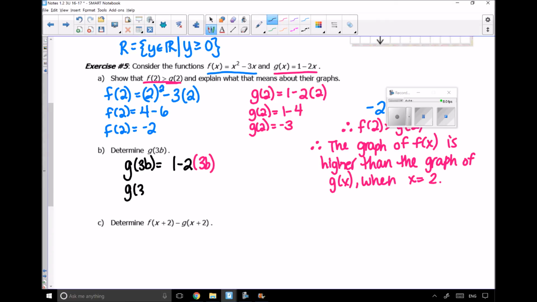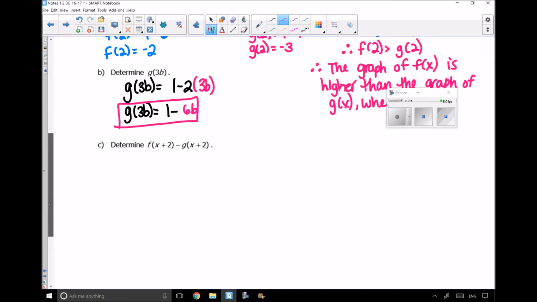I end up getting g of 3b is equal to 1 minus, and this becomes 6b when I multiply 2 times 3b. Now I look at my expression right here and ask myself, can I simplify this any further? I can't, so that's my answer. G of 3b is equal to just plain and simply 1 minus 6b. Okay, all right, now part C is a little bit trickier.